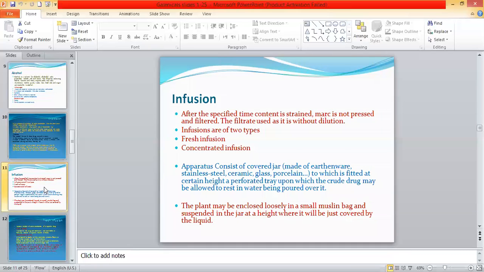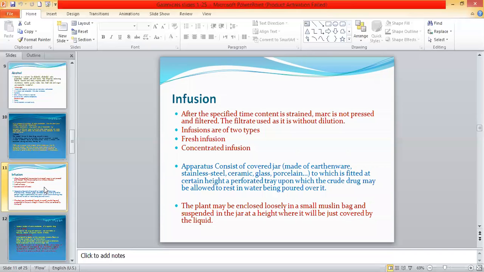Apparatus: it consists of a covered jar, which means it must have a lid over it which will cover it. The apparatus could be made up of earthenware, stainless steel, ceramic, glass, or porcelain, to which is fitted at a certain height a perforated tray upon which the crude drug is placed, and then water will be poured on it. So the teapot has a perforated tray. Perforated tray means a tray having holes, and on this the crude drug will be placed, and then water is poured over it.